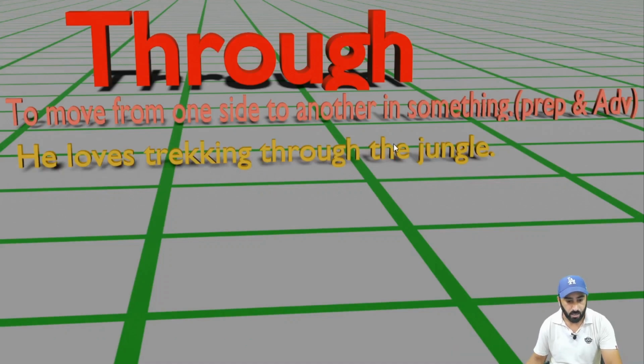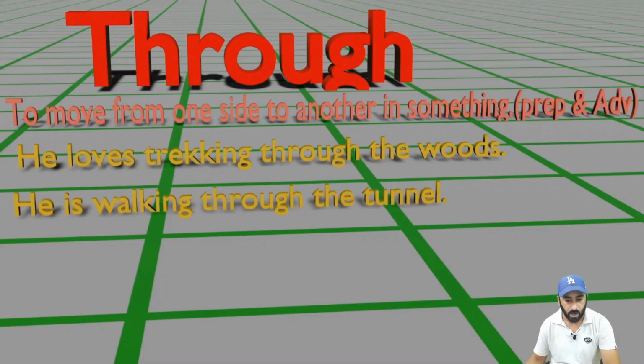So let's look at another example. You can also use jungle or woods. This is a minor variation. Another example says, he is walking through the tunnel. Again, a tunnel is closed from every side. So that's why we walk through the tunnel, not across the tunnel. If we use across, it would be quite wrong. So let's learn it further through the 3D demonstration.